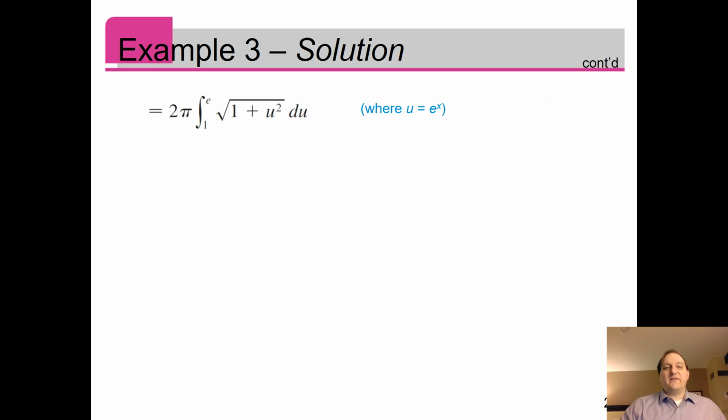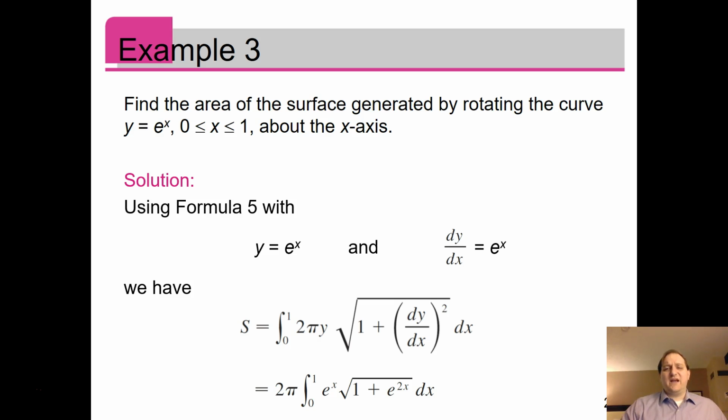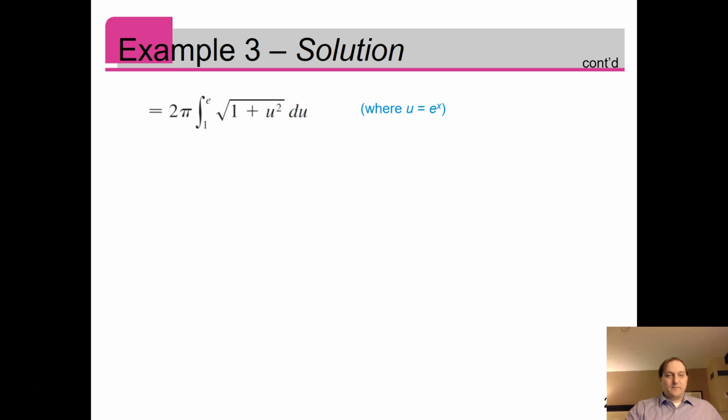All right, so we made a u substitution, which, yeah, they did it weird, but that's fine. We're going to make the u substitution u equals e to the x. So now I have root 1 plus u squared du. And now I'm integrating from 1 to e. All right, so how do we do this integral?